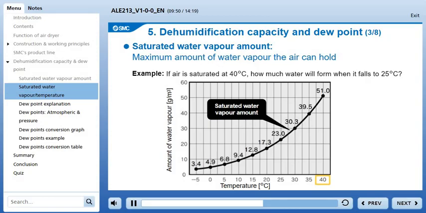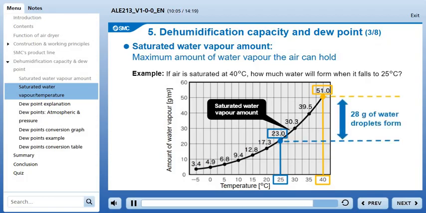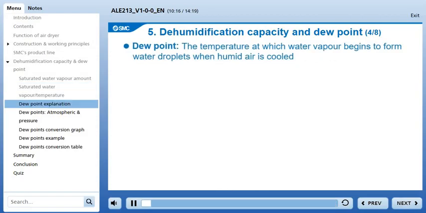The saturated water vapor amount at 40 degrees Celsius is 51 grams and the saturated water vapor amount at 25 degrees Celsius is 23 grams. The difference is 28 grams, which means 28 grams of water droplets will form. Thus, from the temperature change, we can determine how much water will form. Next, we will explain dew point.